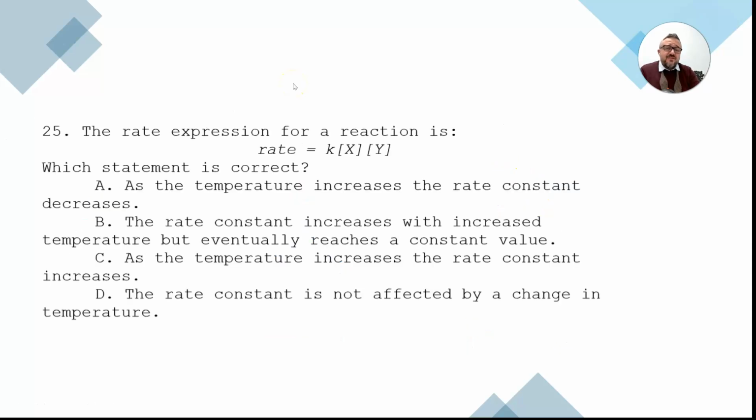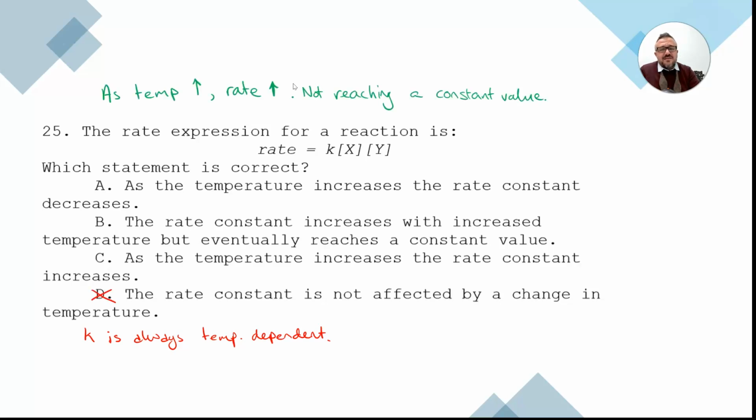The rate expression for a reaction is rate equals k[X][Y]. Which statement is correct? First off, as the temperature increases, the rate constant decreases. The rate constant increases with increased temperature, but eventually reaches a constant value. As the temperature increases, the rate constant increases. And the rate constant is not affected by a change in temperature. First off, we know that k is always temperature dependent. D, you're gone. We also know that as the temperature goes up, the rate goes up, and it doesn't reach a constant value. So that means A and B are out, and C is the correct answer. As temperature increases, the rate constant increases.